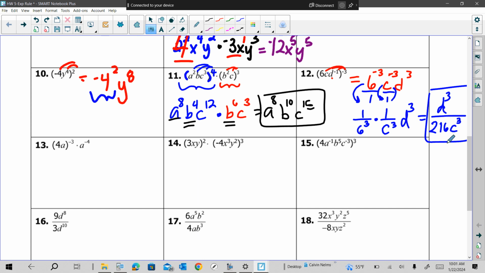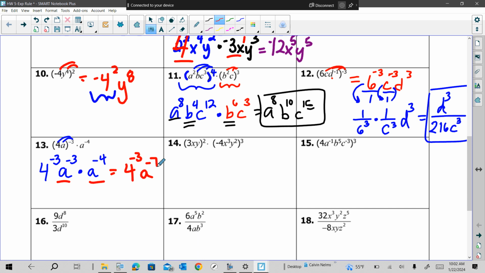So on 13, if I distribute this -3, this was saying 4 to the -3, a to the -3 times a to the -4. And because these are being multiplied together, the same a's, here we're adding these exponents. So I would have 4 to the -3, a to the -7 power. And can I keep it like that?